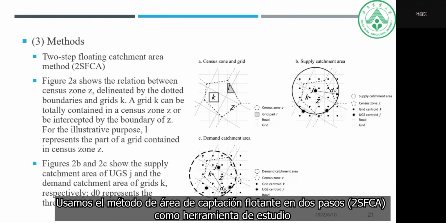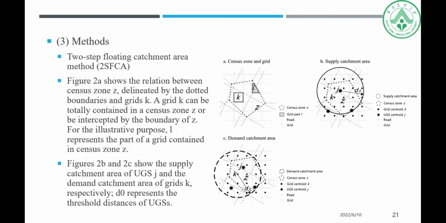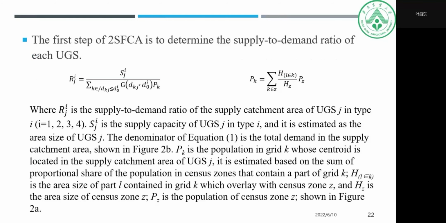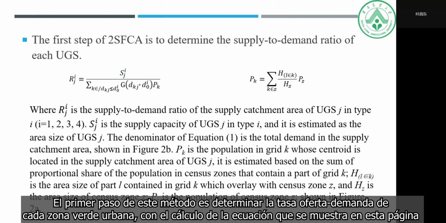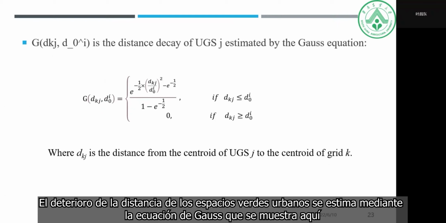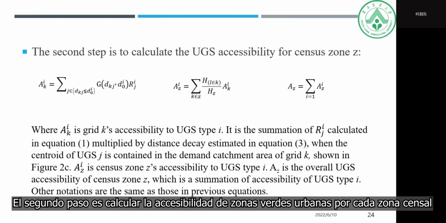We use the two-step floating catchment area method to study this, and this page is the concept of this method. The first step of this method is to determine the supply to demand ratio of each urban green space, as in the calculation equation on this page. And the distance decay of urban green space is estimated by the Gauss equation shown on this page. The second step is to calculate the urban green space accessibility for each census zone.